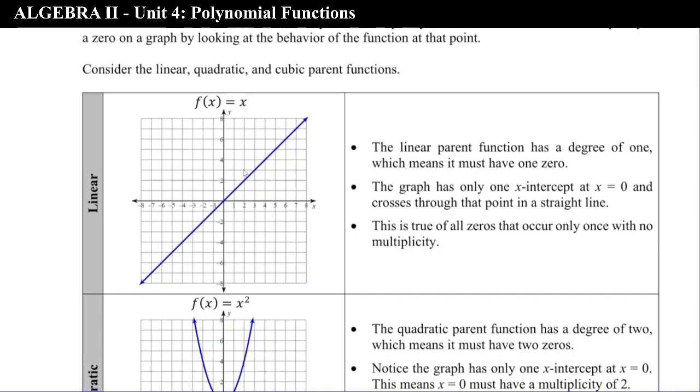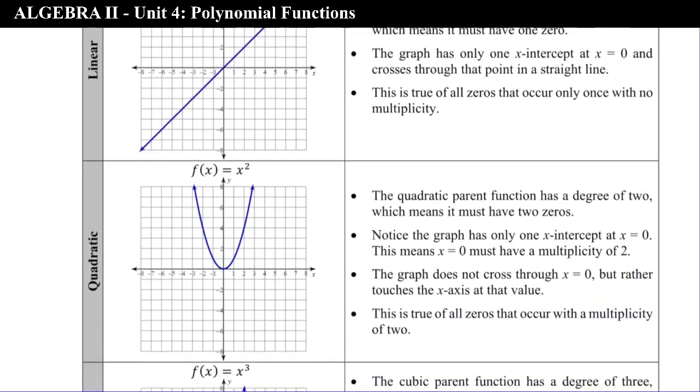And this is true of all zeros that occur once with no multiplicity. It just goes through the line. It goes through one end, continues out the other. It doesn't bend, it doesn't curve significantly, where we don't have an inflection point, we don't have a vertex, okay? It just goes through the axis, as simple as that.